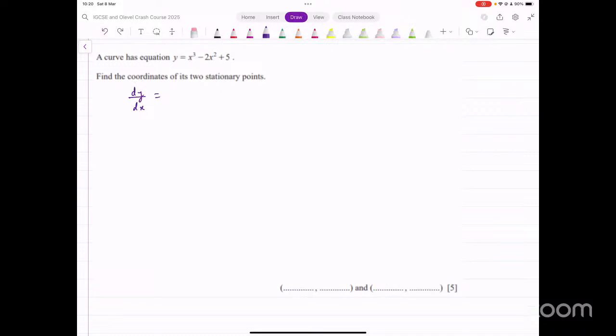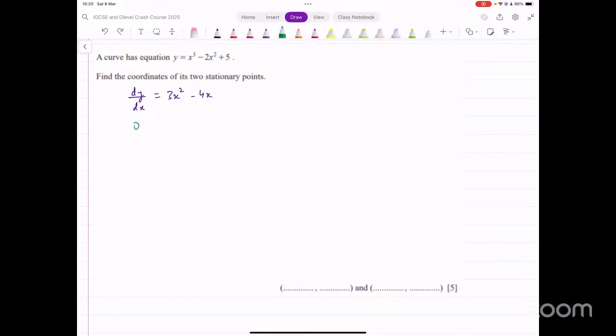X cubed multiply by the power, subtract 1 from the power, so it becomes x power 2, minus 2 into 2. What's that? That's 4. Subtract 1 from the power, x power 1. So you have minus 4x. Derivative of 5 is just 0. So this is the derivative.